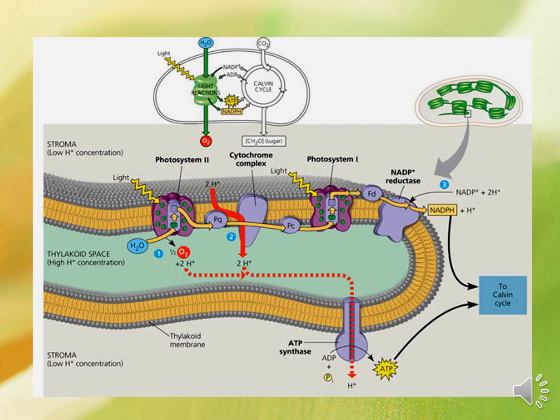This process reduces the number of hydrogen ions in the stroma. Because of that, the stroma has a low hydrogen ion concentration, and the thylakoid space has a high hydrogen ion concentration. This difference in hydrogen ion concentration makes ATP synthase produce ATP from ADP plus Pi. And both of these products, ATP and NADPH, will be used by the Calvin cycle.